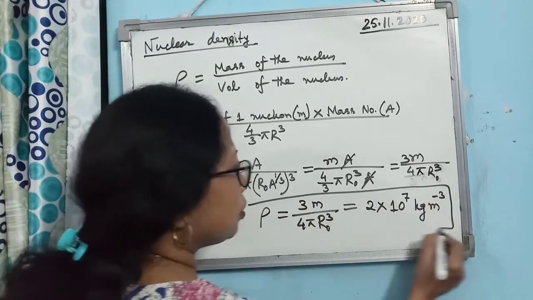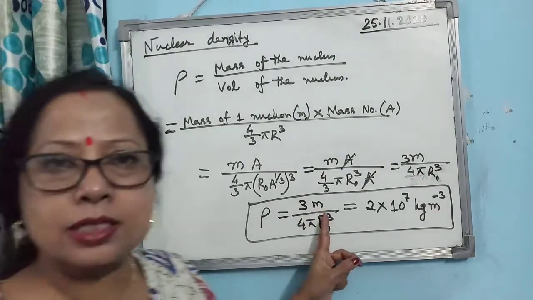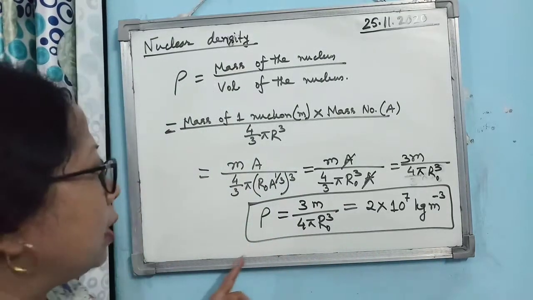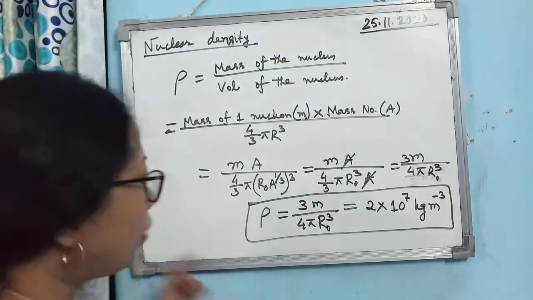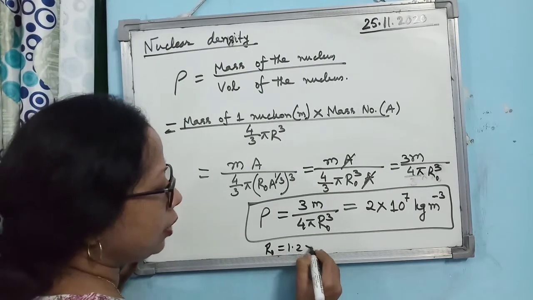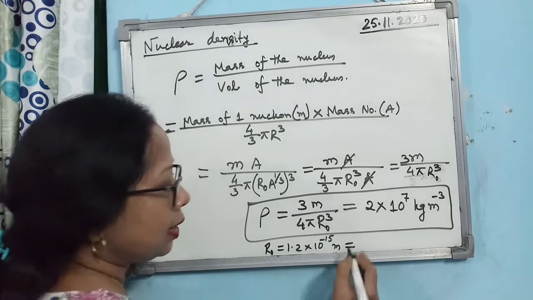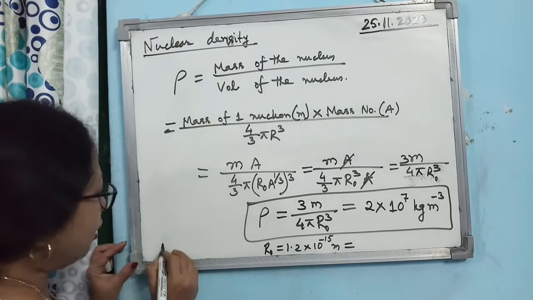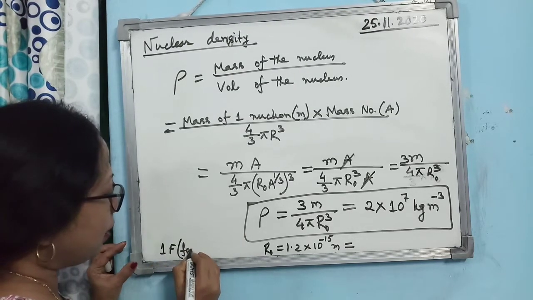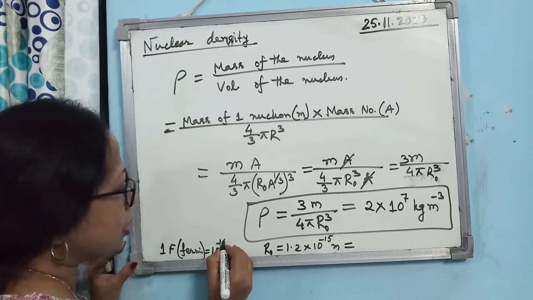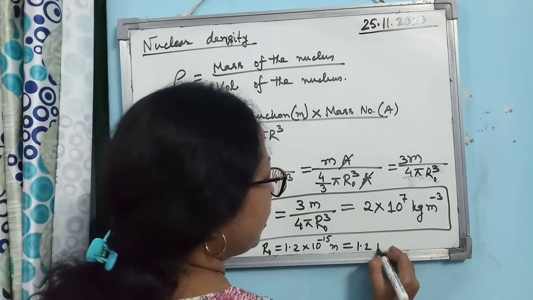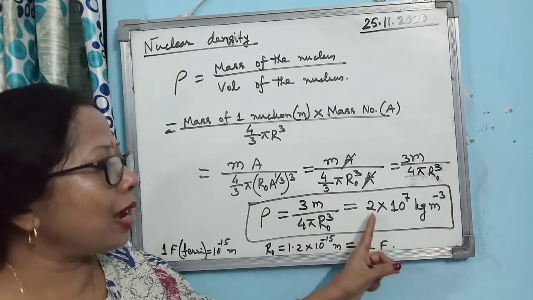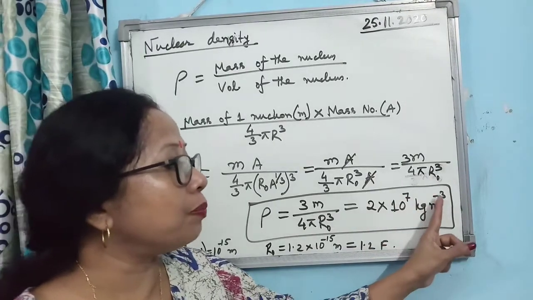And if you substitute the mass of one nucleon, that is mass of one proton or mass of one neutron, because you know mass of proton and neutron, they are almost equal. And if you substitute the value of r naught, what is r naught? I hope you can remember. 1.2 into 10 to the power minus 15 meter, and 10 to the power minus 15 meter is Fermi. 1 Fermi is equal to 10 to the power minus 15 meter. So you can write 1.2 Fermi also. Now if you substitute the values of m, r naught, pi, then the value comes 2 into 10 to the power 7 kg per meter cube.